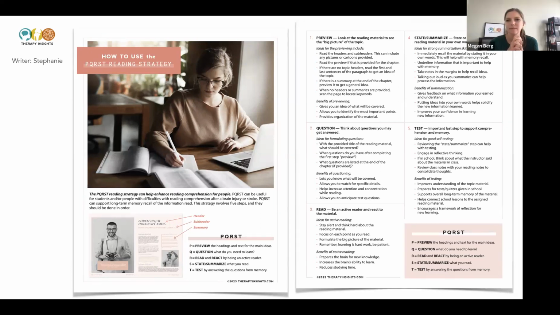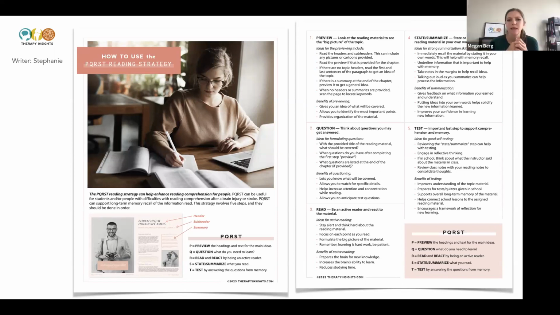I still feel like I highlighted everything, but that's fine. I was not using this strategy back in college, but it would have helped. I think if I had been more aware of it, I think you're right, Megan. I think subconsciously we are reading the headers and looking for that big picture, what are we going to be reading about? But I really liked how this handout gives some ideas of what to include for each of the steps and then explains the benefits of, well, why is that important?